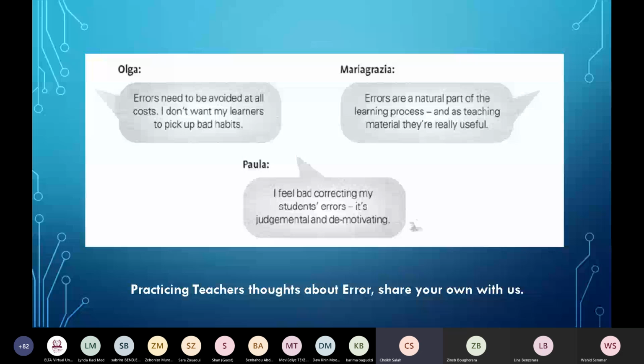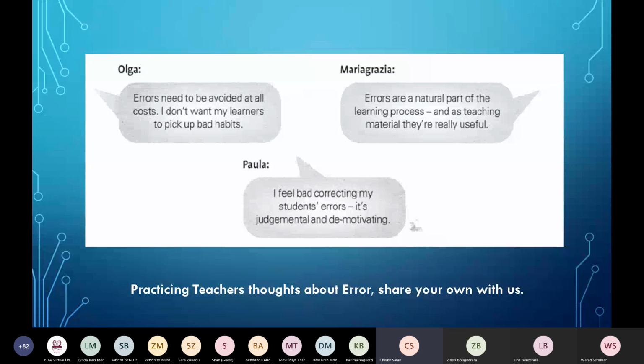Let's see about Maria Grafia. She said errors are a natural part of the learning process, and as teaching material, they're really useful. Why they are useful, and I can share a bit her thought actually with you. Why they are useful? Because the errors made during class, during learning, are an example of how to correct them. They are an example of what to avoid during our learning process, so we can avoid errors and actually learn from them.